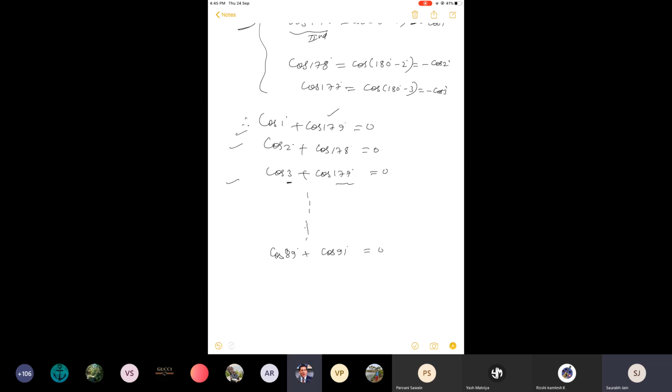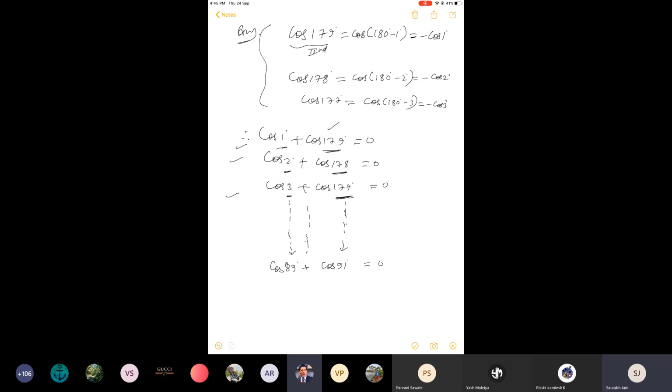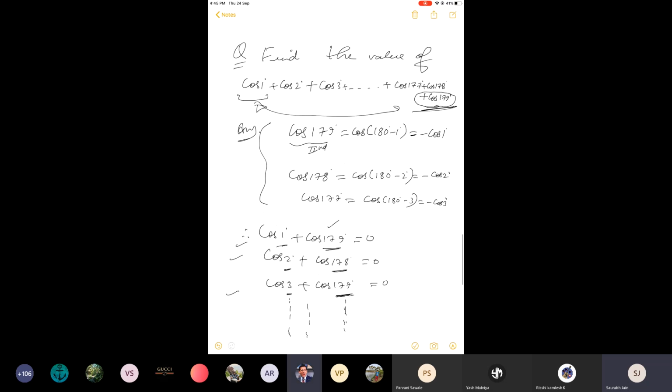How did I come to know this? Because sum should be 180: 3, 177, 2, 178, 1, 179. And also angle is increasing by 1 degree here. It is decreasing by 1 degree. So this will reach till 89 and this will reach till 91. Okay. So all these terms will make the sum 0, and cos 90 itself is 0 from the table. Therefore, the answer of this question is 0, because all the terms will cancel each other, and the middlemost term cos 90 degree, its value itself is 0. That is why overall the sum is 0. Question based on reduction formula.